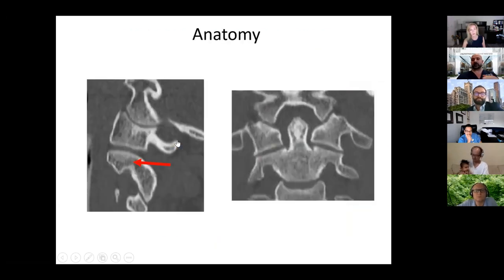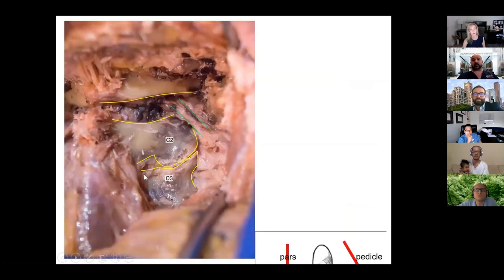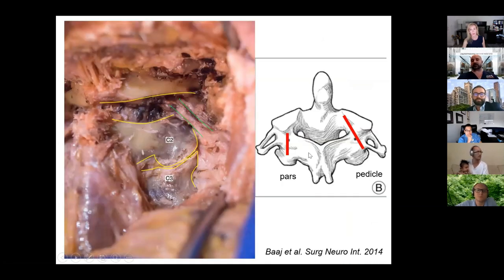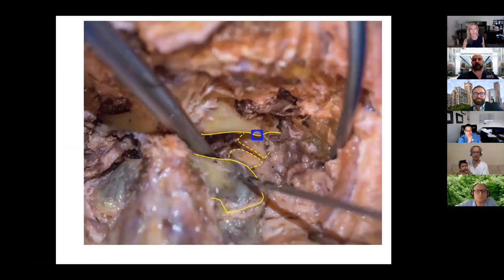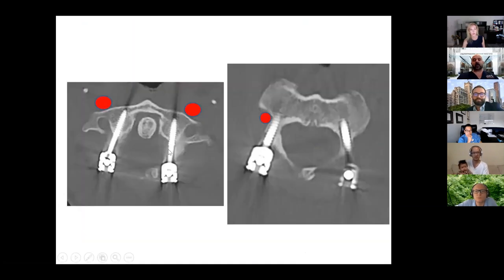One thing real quick that Dr. Dahdaleh also mentioned is C2. For me, C2 is very important. In every case I'm looking at, am I putting in a pars screw or a pedicle screw? They're not the same thing. They're different anatomical landmarks. Virtually always you can put in a pars screw, but you can't always put in a pedicle screw. And I will go through that very quickly and show you what I mean.